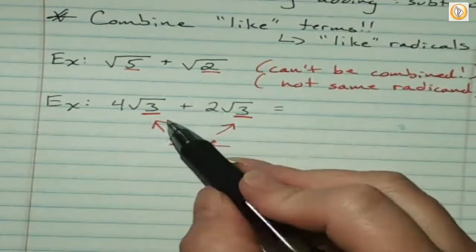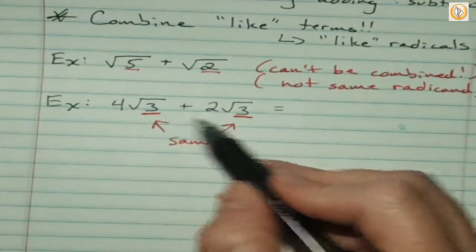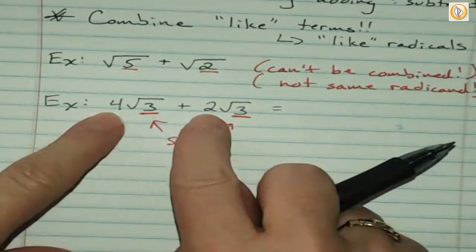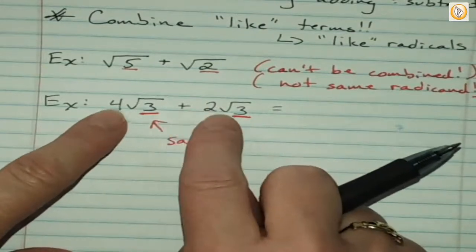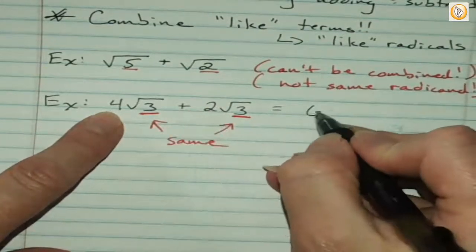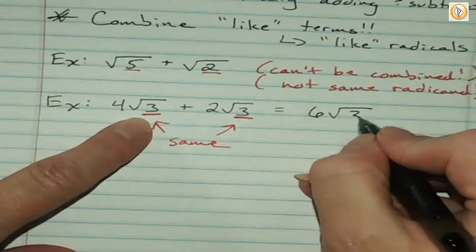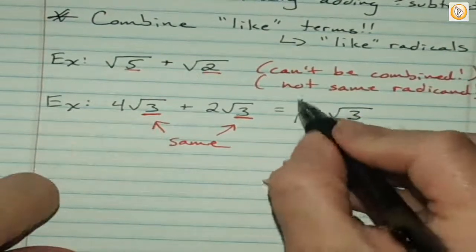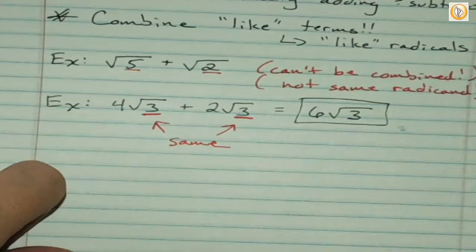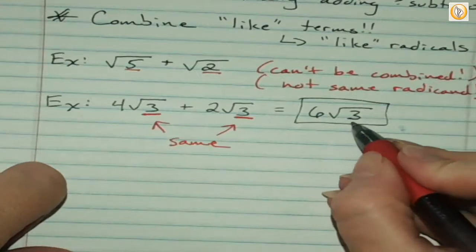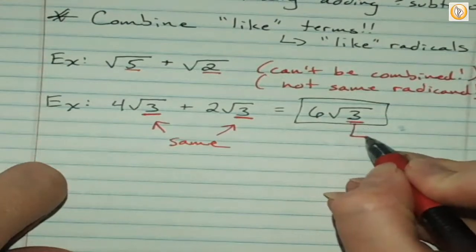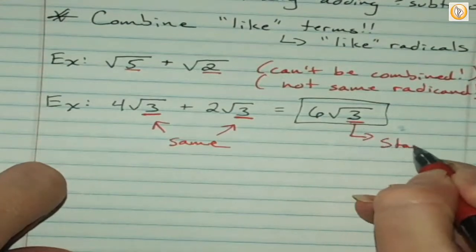All right. So anyway, when you have the same radicand, now look carefully. We're going to add, because there's a plus sign. We're adding the 4 and the 2, which becomes 6. The radicand stays the same. So you can add the thing on the outside if they're not the same? Oh, okay. So the radicand stays the same.